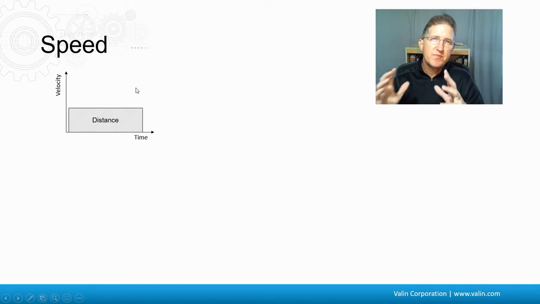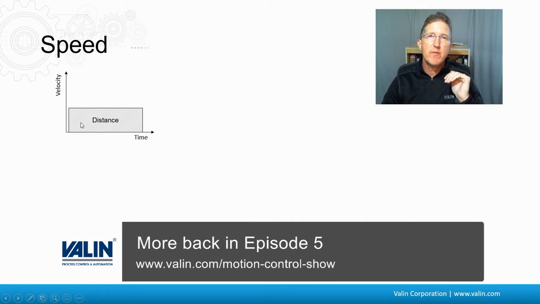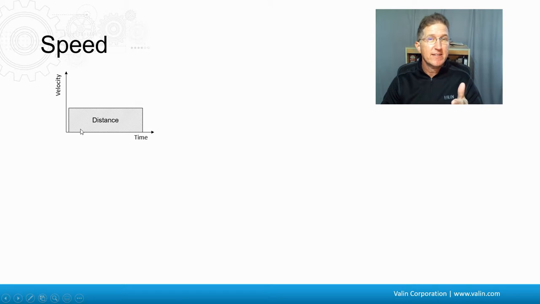Speed. Now speed is an interesting thing because people will say, I need to go 1 meter per second. Okay, I need to go 1 meter per second. Does that mean you care about making sure you're at 1 meter per second? Or you want to move 1 meter in a second? Because if we look at a curve here, this graph, velocity versus time, distance is the area under the curve. Well, acceleration is this ramp here.